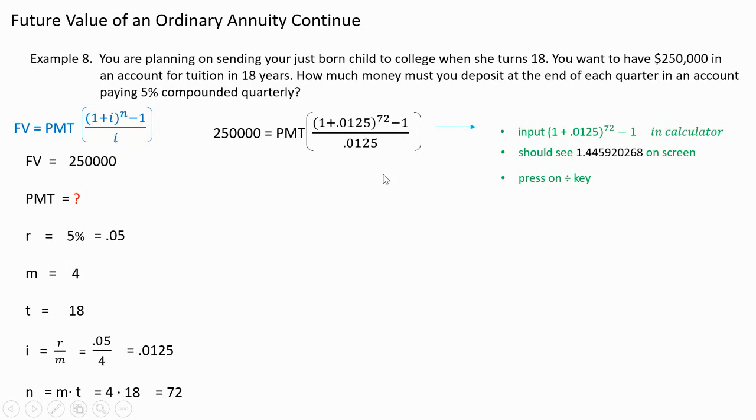You're going to press the division key, right? Because you can divide it by 0.0125, right? 0.0125, then you enter it. So you get this answer, all this right here, guys. All this operation here.